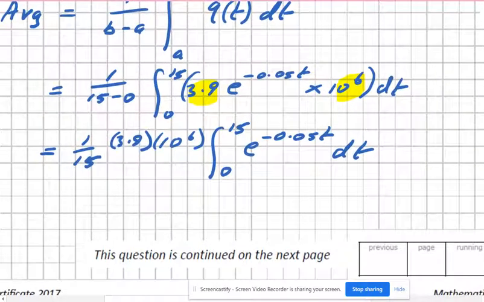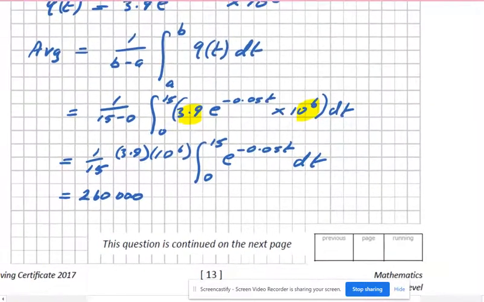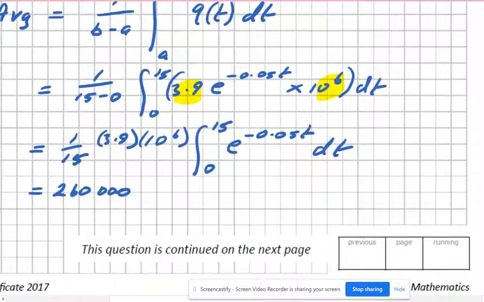So we'll tidy up the constants first. You've got 3.9 divided by 15, and we're going to multiply that by 10 to the power of 6, and we get 260,000. So the constant is 260,000. And the integration between, okay, so let's work out this.